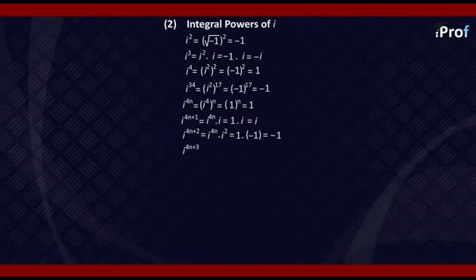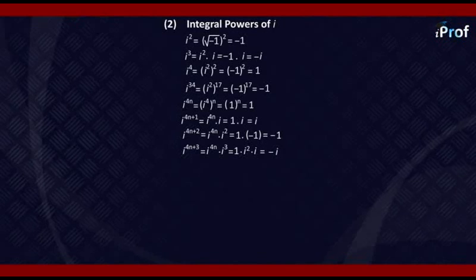Iota raised to power 4n plus 3 becomes iota raised to power 4n into iota cube. Iota raised to power 4n becomes 1. Iota cube becomes iota square into iota. And iota square is minus 1, so it becomes 1 into minus 1 into iota. That becomes minus iota. Let us go to the negative powers of iota.